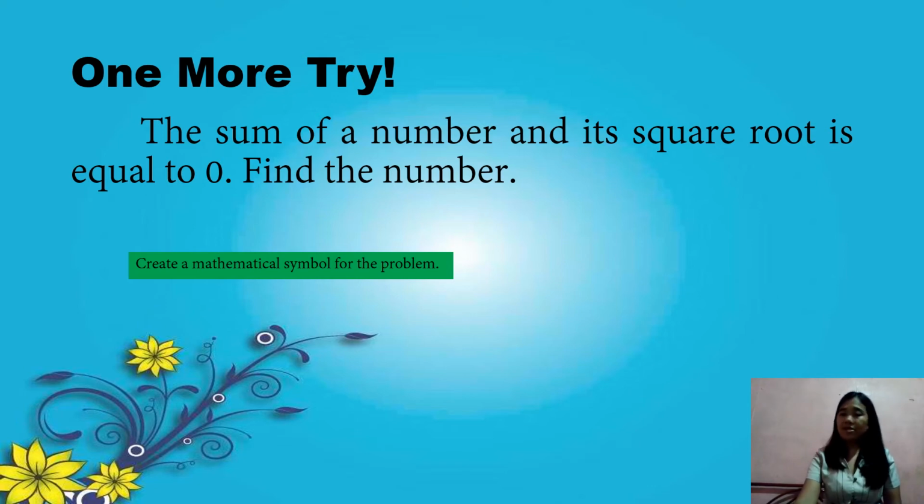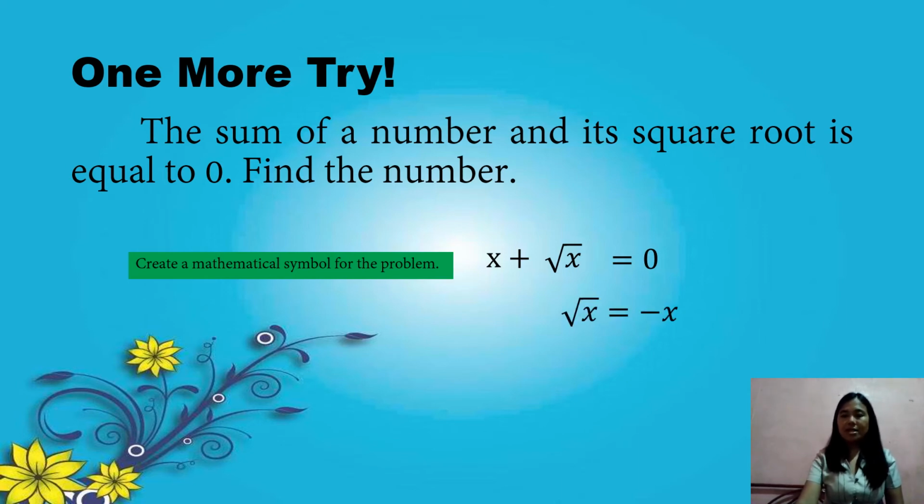So, for mathematics, diba, if uncertain ka with the given number, so you're going to let x or any variable to represent the problem. So if we are going to let x to stand for a number, then we're going to have x plus the square root of x. That is coming from the statement sum of a number and its square root. And according to the problem, this one is equal to 0. Okay?